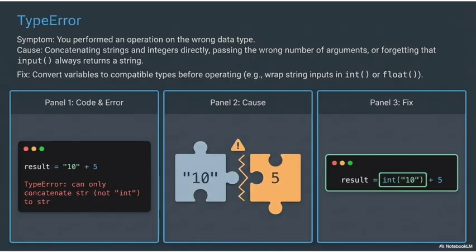The fix is always to convert variables to compatible types before operating on them. Using the int function around "10" converts the string to an integer. str(5) converts the integer to a string. Remember, input always returns a string. Any value collected from the user that will be used in math must be explicitly converted with int or float before arithmetic.